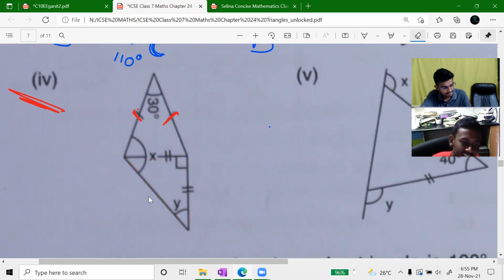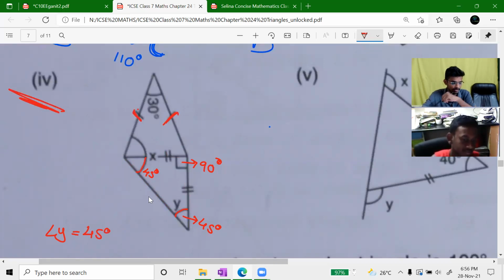Now tell me, if this is 90 degree, then what will be the measurement of these two angles, beta? 45 degree. Shabash. You are genius. This will also be 45 degree. So angle B is equal to 45 degree.